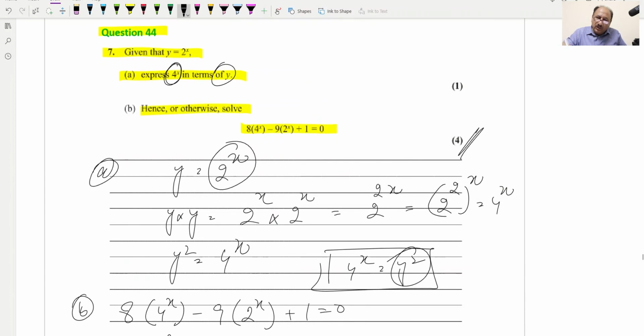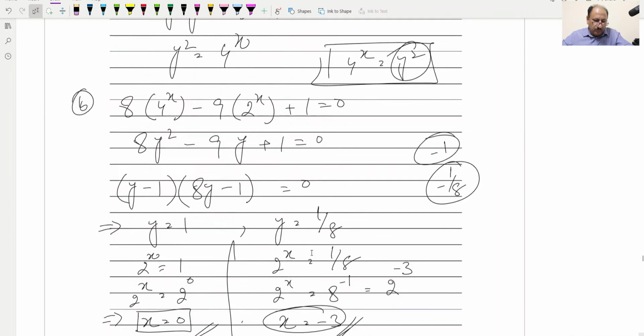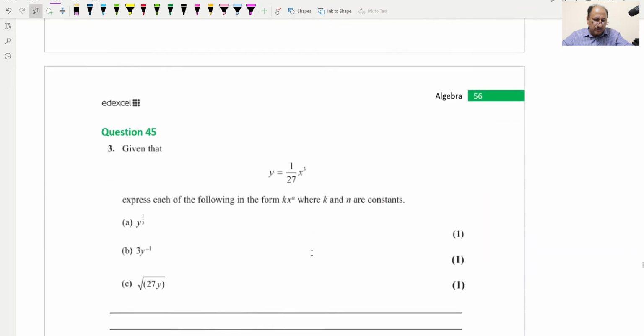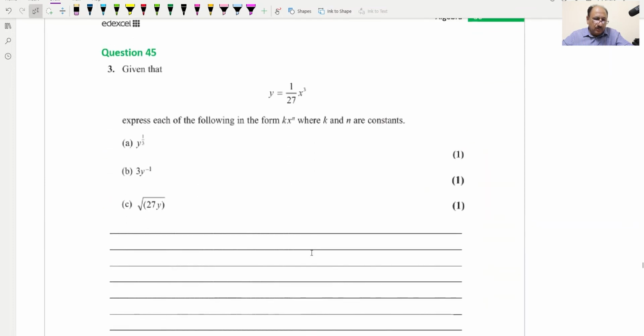And this was a 4-mark question. Part 1 was a 1-mark question, which we are done. Hopefully you understood each and everything. Now we can move to the next question, and the next question is question number 45, which is question number 3 of the past paper.